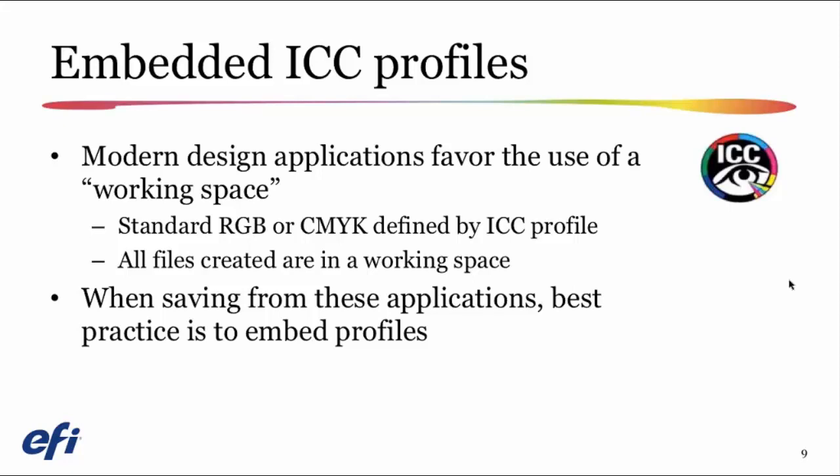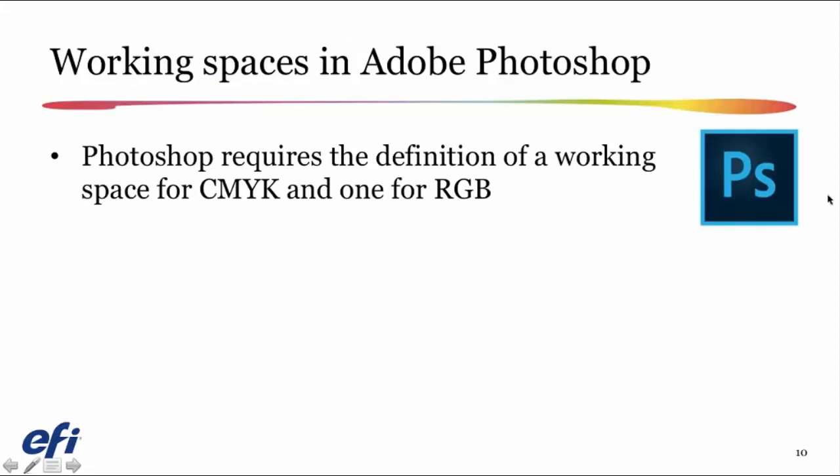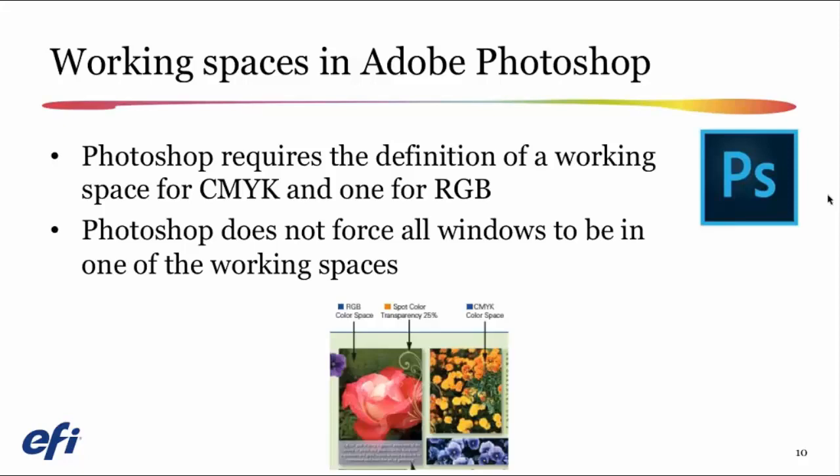Let's look first at Adobe Photoshop. In Photoshop, we define a working space for CMYK and a working space for RGB. Photoshop is relatively lenient in that it will let me have many documents open with many different color spaces, but it prefers, and when I create a new document, it will always create it in my working space. So this is an example of us having different windows open with different color spaces in Photoshop.